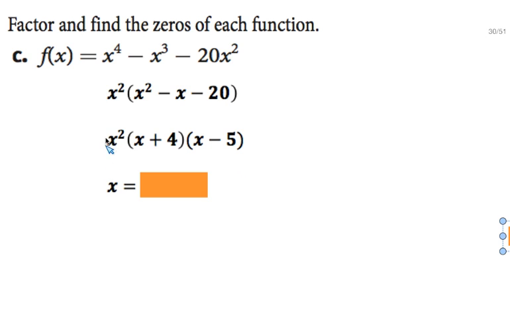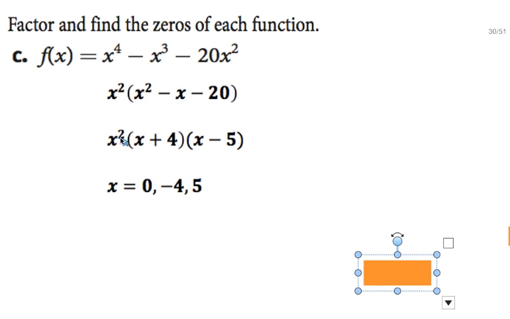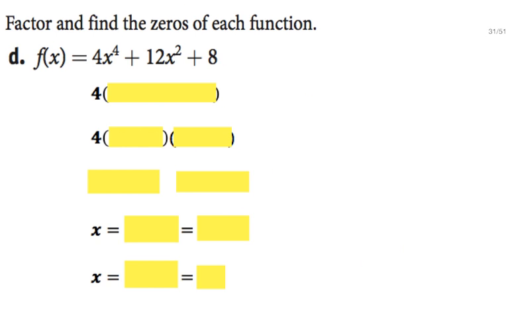Okay. When I set each of these equal to 0 and solve for x, I get x equals 0 and -4 and +5. And because this here is squared, then I have a double root at 0. So instead of passing through it, it's going to hit 0 and bounce off. Okay, let's look at a couple more examples.